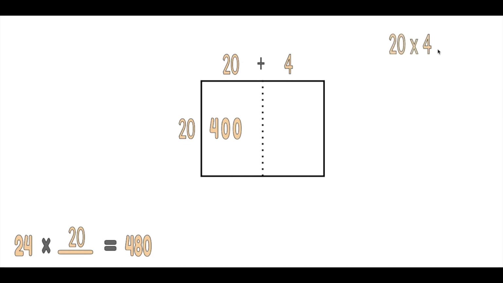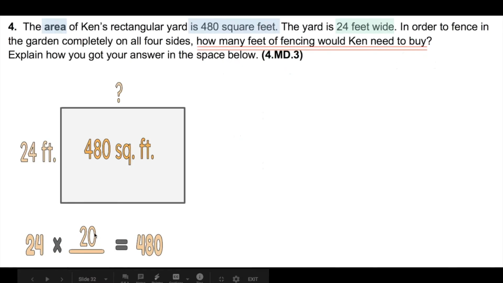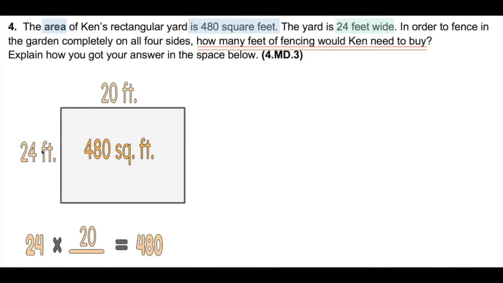Sweet. Now 20 times 4. I know that 20 again is 2 times 10, so instead of doing the 2 times 10 first, I'm gonna do the 2 times 4. 2 times 4 is 8, and then times 10 is 80. And there you have it, 400 plus 80, 480. We're good to go. 24 times 20 is in fact 480. So now we know this missing side is 20 feet.